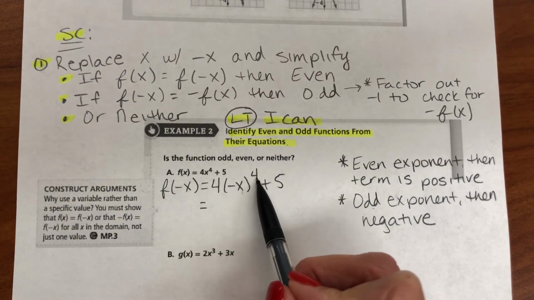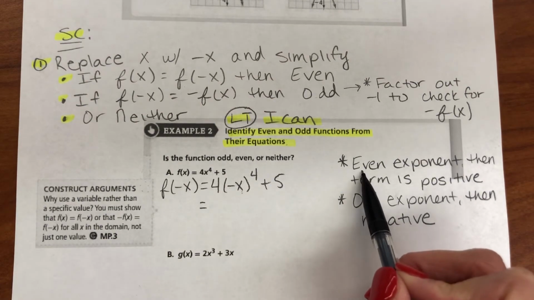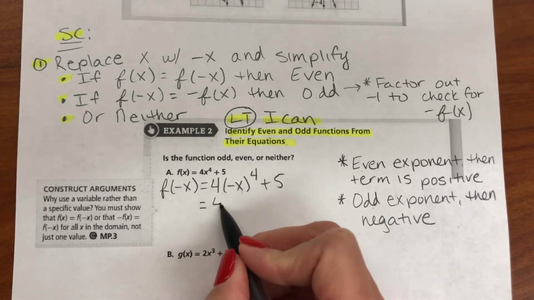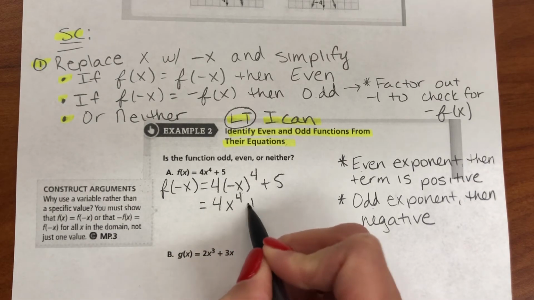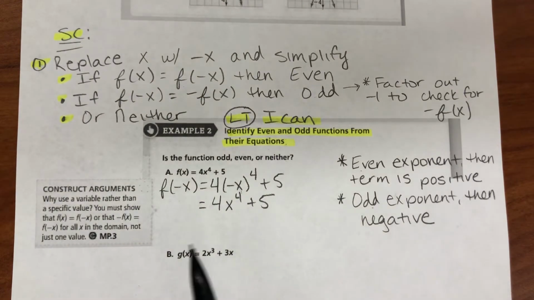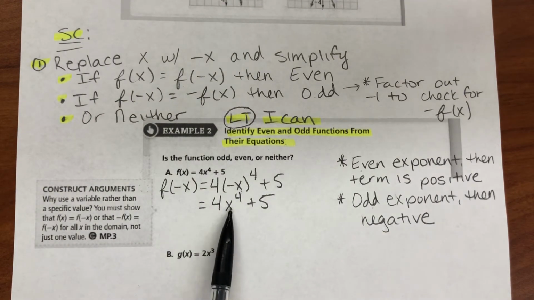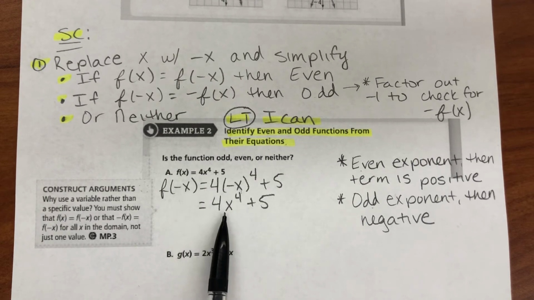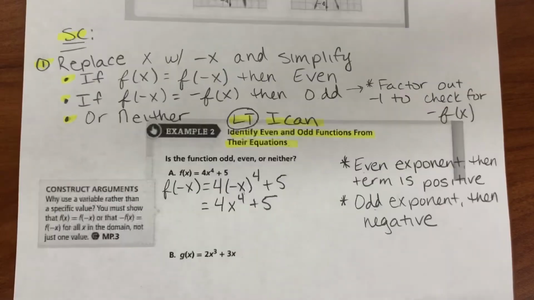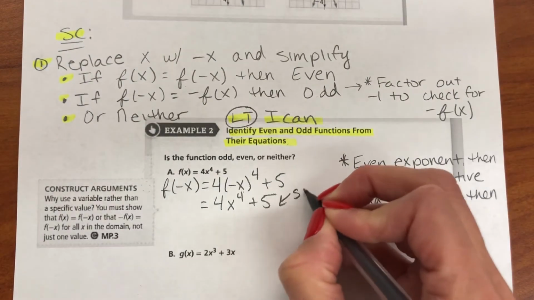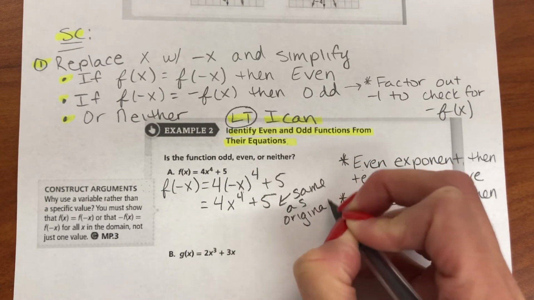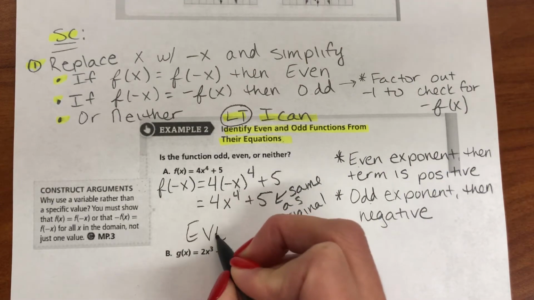So negative x to the fourth. 4 is an even exponent, so this becomes positive 4x to the fourth, plus 5. Now I'm going to compare my new equation to the original equation. If they're the same, then it's even. So let's look. Yes, they are the same. Same as original. So this is even.